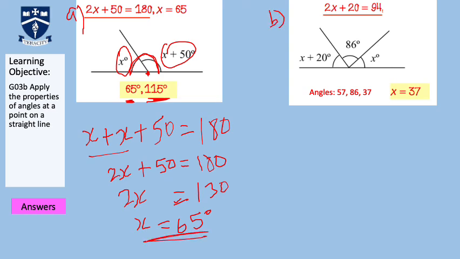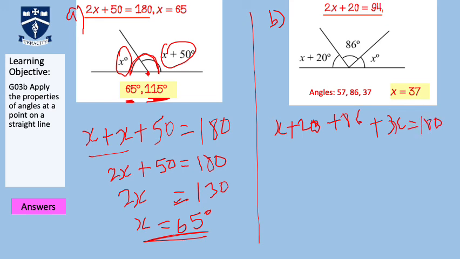Okay, let's have a look at B here then. So this time we have x add 20, add 86, add another x equals 180. Remember, this entire thing is 180. So we have two x's there, so 2x, so this one here and this one here, add 20 add 86 is 106, 2x add 106 equals 180.